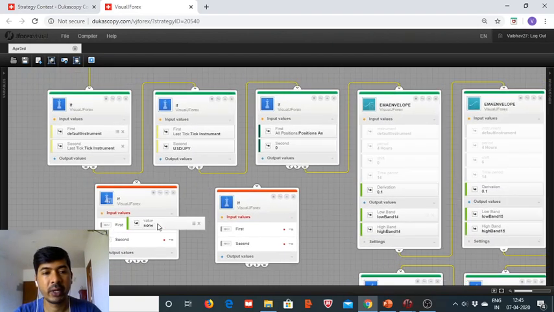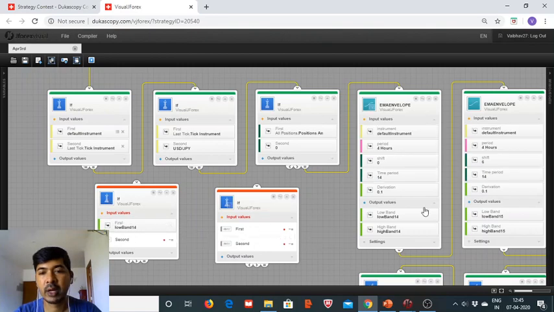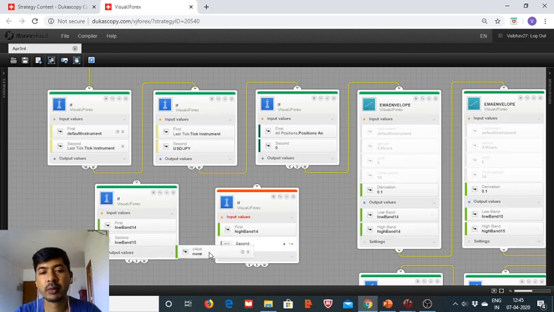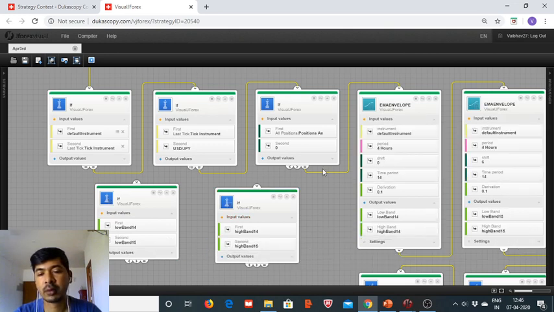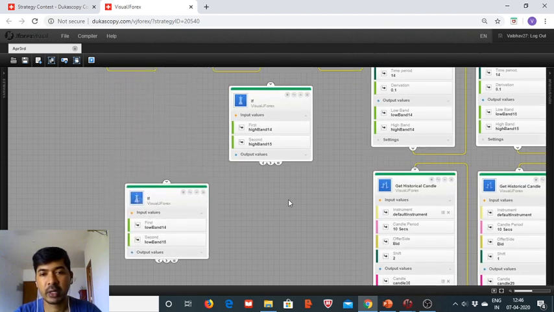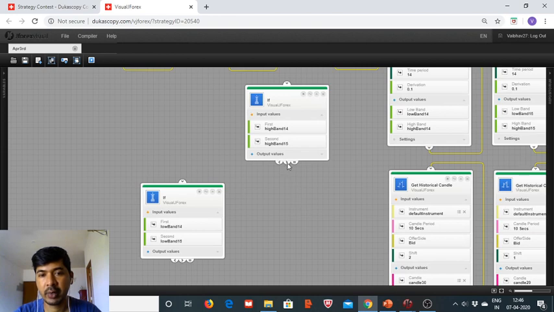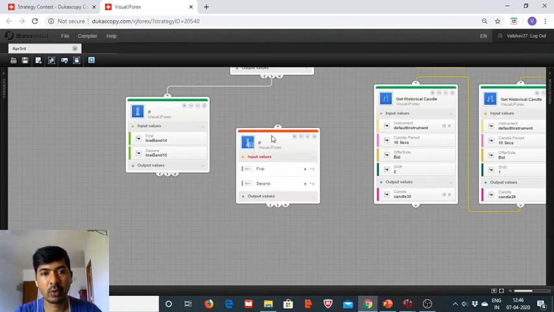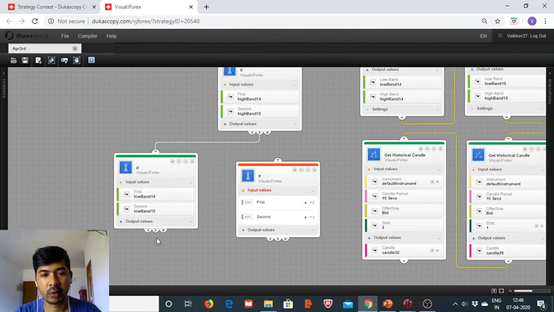Now we go to comparing it, the lower band to the lower band, and higher band to the higher band. Since we are buying, we want the higher band to be greater than the prior higher band. So this is it, and then we want the lower band to be also greater than the prior lower band. So that's it.